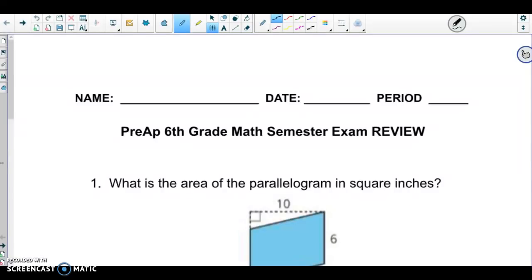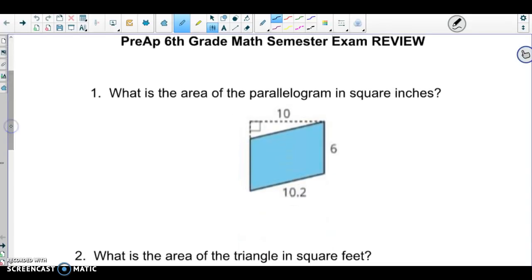All right, welcome to the Pre-AP 6th grade math semester exam review for the fall semester. You should have the review, and I'm going to show you how to do the problems so that we can remember back of things that we've learned so far this year. You might want your star chart near you because that's where we're going to get a lot of information. You can look at that and definitely can use it on the test. So that'll be good.